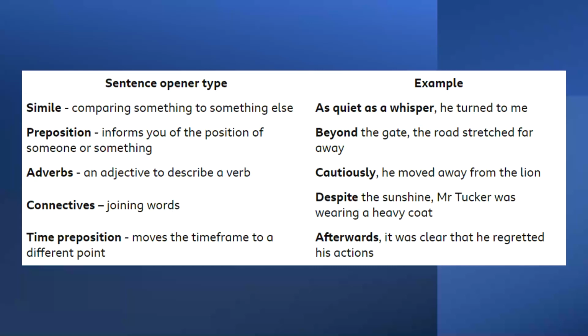So again, not an exhaustive list here, but just some ideas for you. Sentence openers that can add more variety. Start with a simile, start with a preposition, start with an adverb, start with a connective, or start with a time preposition. And there are some examples for you there on the right hand side. So if this isn't familiar to you and you need a bit more time, you could pause the video here, just make a note of some of those examples and make sure you're clear about how you could use those in your own writing.